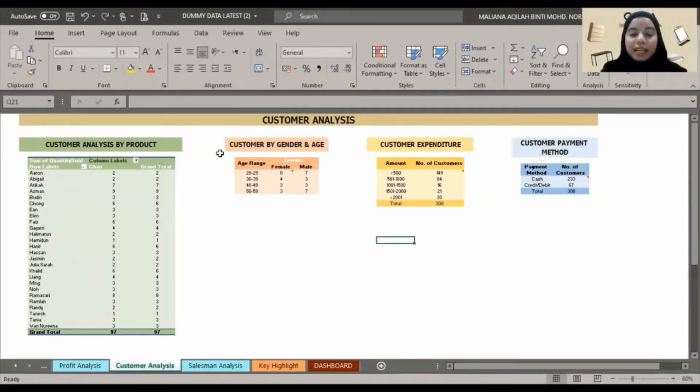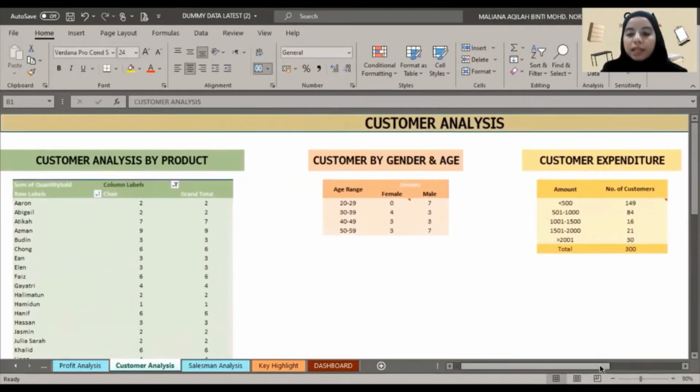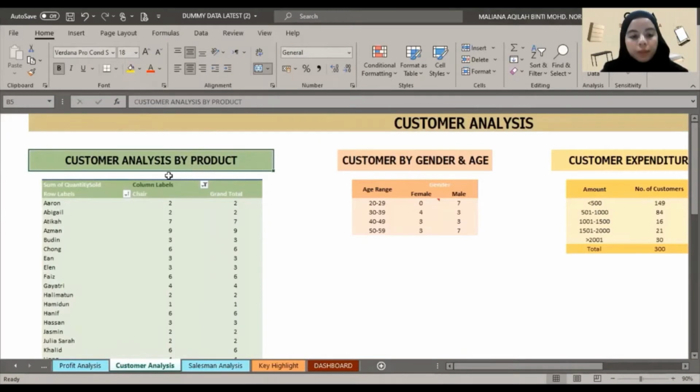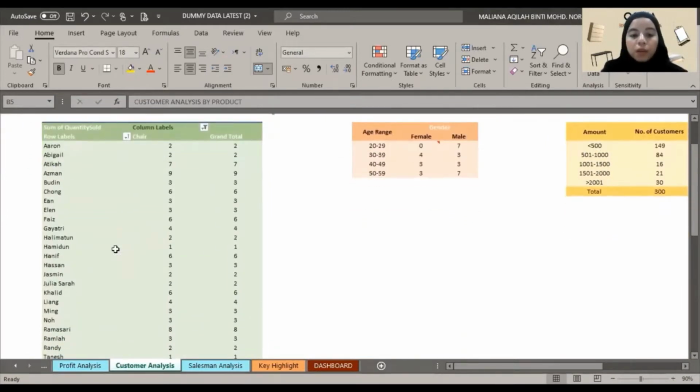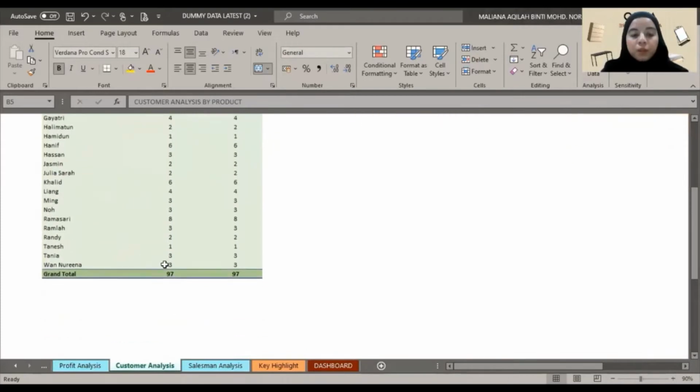My name is Mayana Akilah and I will be presenting the customer analysis of our company. I will start by presenting the customer analysis by product. We use the pivot table to analyze how many products were bought by our customers in a year. We can see here that there were 97 units sold in a year.